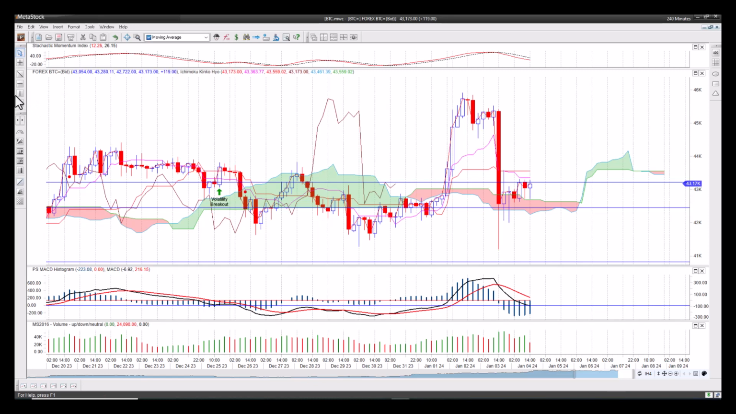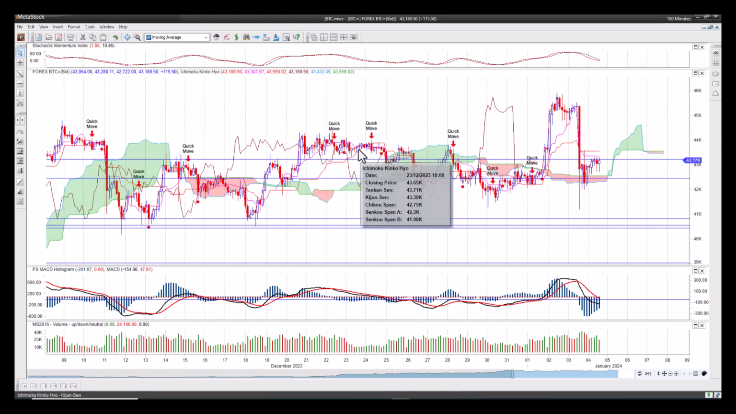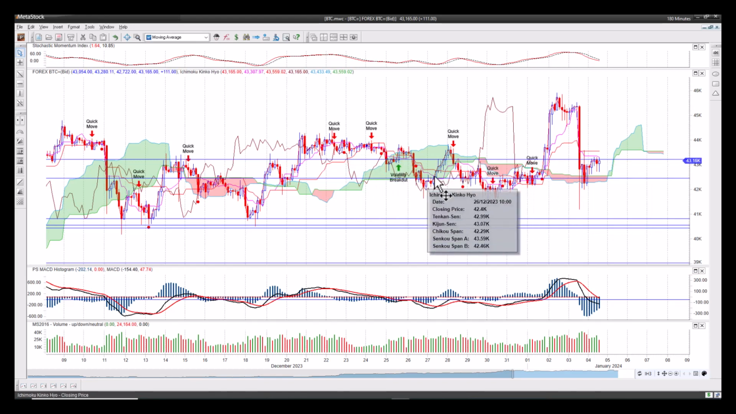Looking at the 3-hour Ichimoku cloud, where's my 3-hour chart? Hold on. Also quite a lot of sideways consolidation period with significant support here in and around this 42,000 zone. You can see lots of shorter swing trade to the downside using the AI, plus a volatility breakout trade there using the AI.